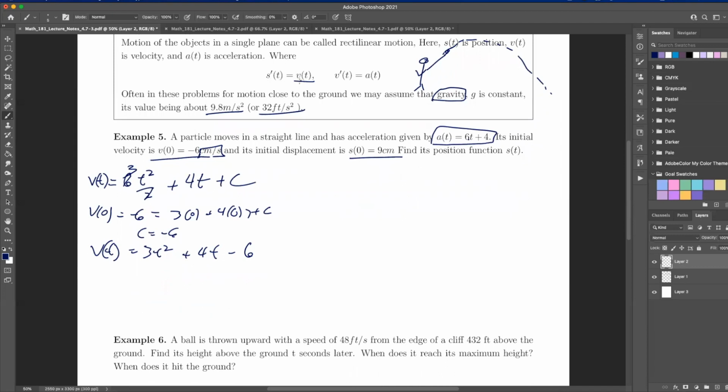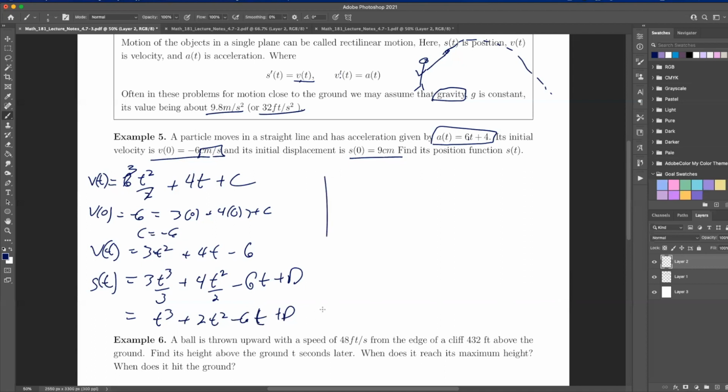s is the antiderivative of v, and v is the antiderivative of a. So here we'll just have to take one more antiderivative. So s(t), which is the position function, is the antiderivative of v(t). So this becomes 3t cubed over 3, taking the antiderivative of t squared, plus 4t squared over 2, taking the antiderivative of this, minus 6, we'll add a t to it, and then we'll add another constant here, d, just to keep in line with the book. We'll go ahead and simplify this a little bit. So this is t cubed plus 2t squared minus 6t plus d.